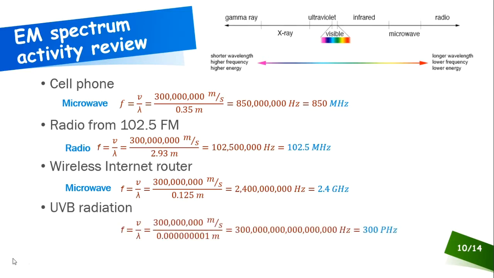UVB radiation, wow. What is that? Let's see, 1,000, million, billion, trillion, quadrillion. 300 quadrillion hertz, which, using the metric system, is 300 petahertz. That's a lot of hertz.